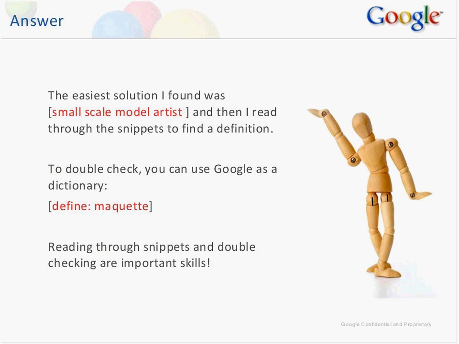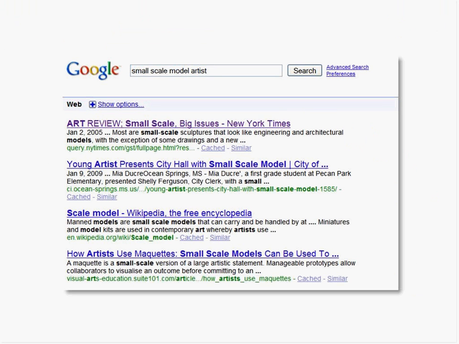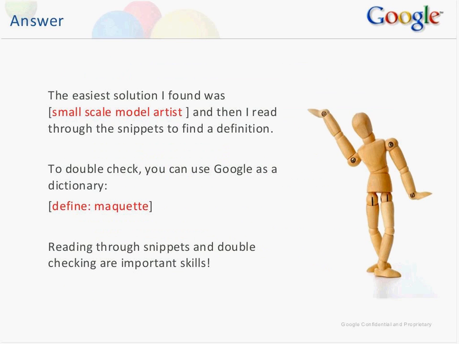So the easiest solution I found was to do the query small-scale model art. Okay? And then what I was looking for is I was looking through the snippet, the stuff in black here, below each of those blue links, and looking for a word that I did not recognize. Now you see down there, the last result I put out here is how artists use maquette. Oh, I don't know what a maquette is. I better check that out.